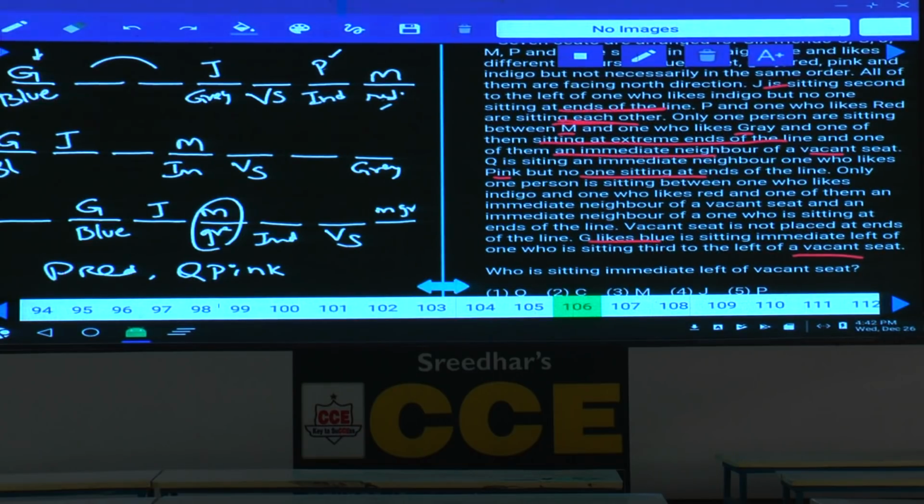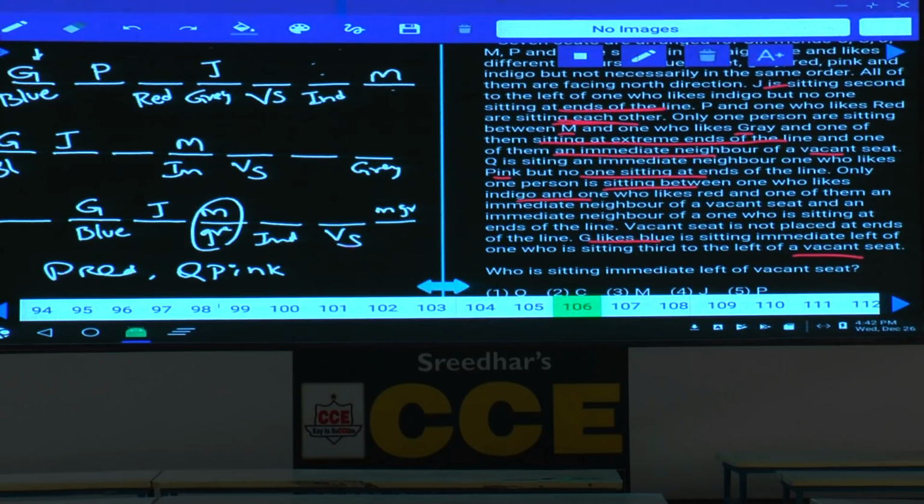Then only one person is seated between the one who likes indigo and the one who likes red color. Indigo and red color, how many persons are there? There is only one person. Between indigo and red, which should be red color? In the first case, this must be red color because there is only one person between indigo and red. If indigo and red are here, now P and red are adjacent to each other, then P will be here. Do you follow? That means P cannot be at this place. If P cannot be at this place, red cannot be here.